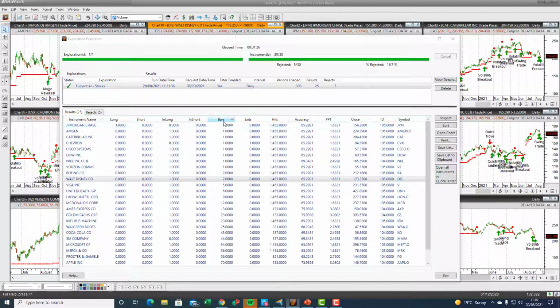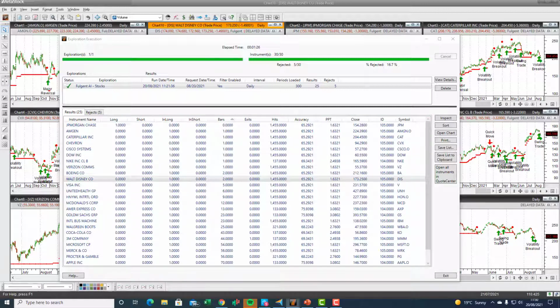I sorted the results by bars. The column heading "bars" tells you how old the trade is. We've got JP Chase as a fresh new signal. Amgen also has a signal. Caterpillar, Chevron, Cisco Systems, Dow, Nike, Verizon, Boeing, Walt Disney, Visa: these are all a couple of days into trade. You can see Visa's 5 days into trade. We'll cover the most recent trades from an artificial intelligence trading perspective.